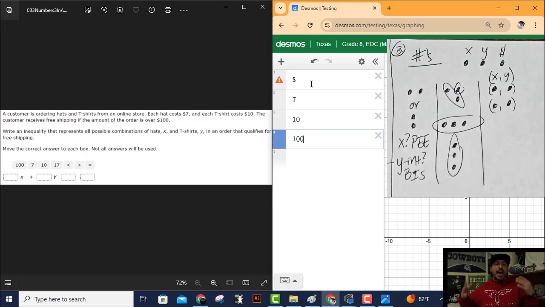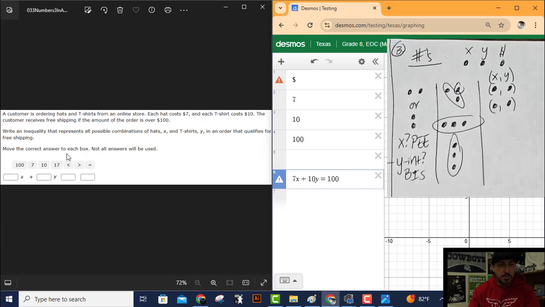All right, guess what? I've got 3 in a row right here. So let's write it in. Which one do you think the total is? The 7, the 10, or the 100? The 100. It's always the biggest one. So it's going to be 7x plus 10y equals 100. So I will drag the 7 here. Then I will drag the 10y here. And I know the 100 goes in the back.